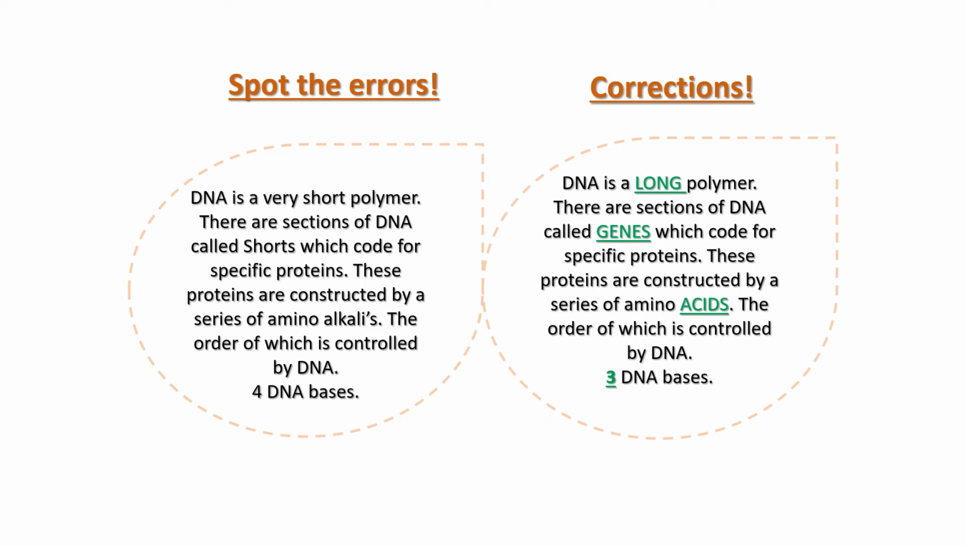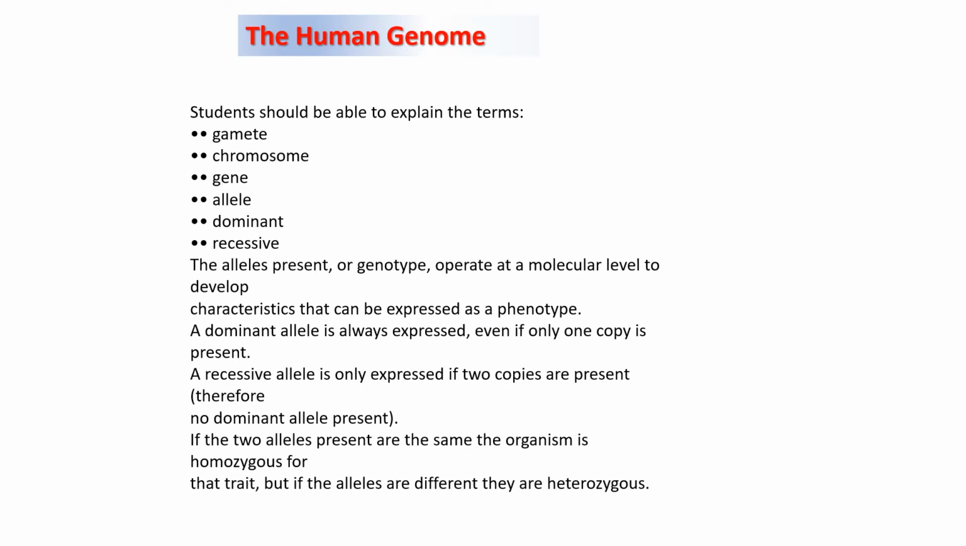DNA is a long polymer. There are sections of DNA called genes which code for specific proteins. These proteins are constructed by a series of amino acids, the order of which is controlled by DNA, 3 DNA bases. The human genome. This is the specification of the human genome.